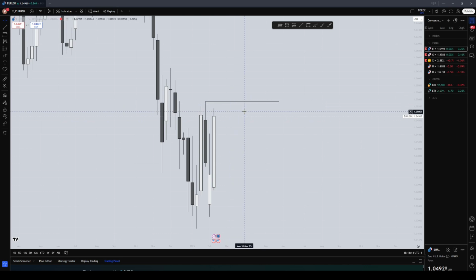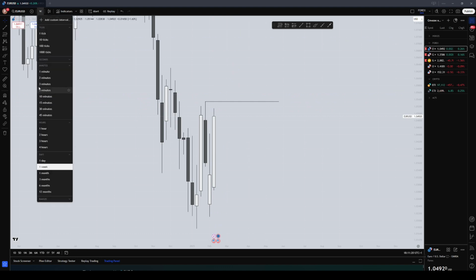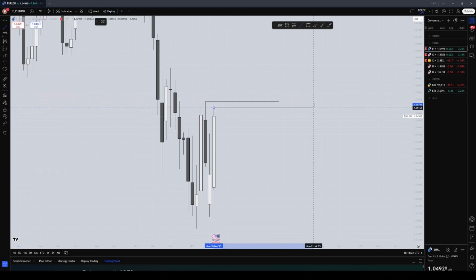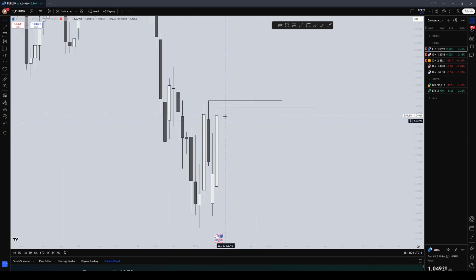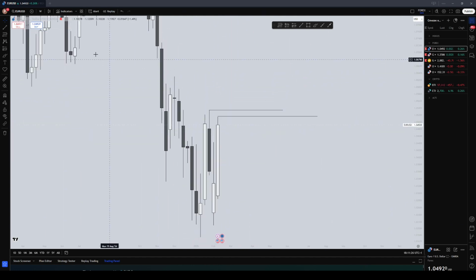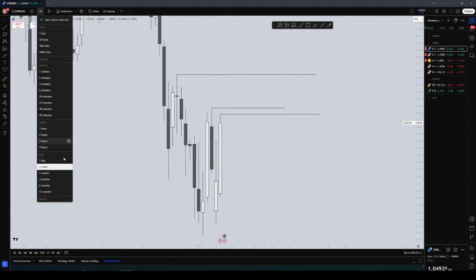And after that, of course, we need to wait for the reaction on this liquidity. So my first target is previous week high, and the next one is this high time frame liquidity. If price will ignore this liquidity pulse, we can also see a target there.